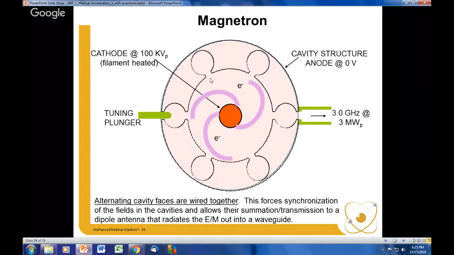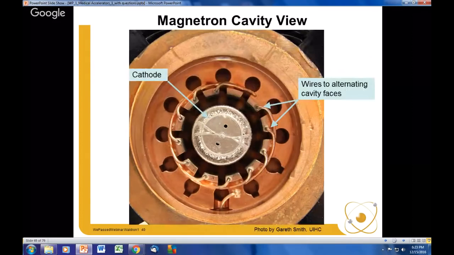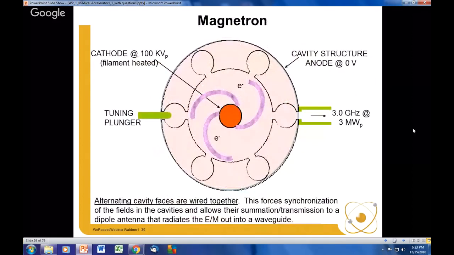And it's a process similar to the bunching and catching process that we talked about in the klystron, except it's happening over and over and repeatedly inside the magnetron. And like the klystron, we're only turning this thing on for 5-6 microseconds at a time. So all of this is happening pretty quickly. Alternating cavities are wired together, and ultimately they are all wired to a dipole that radiates out into a transmission waveguide.